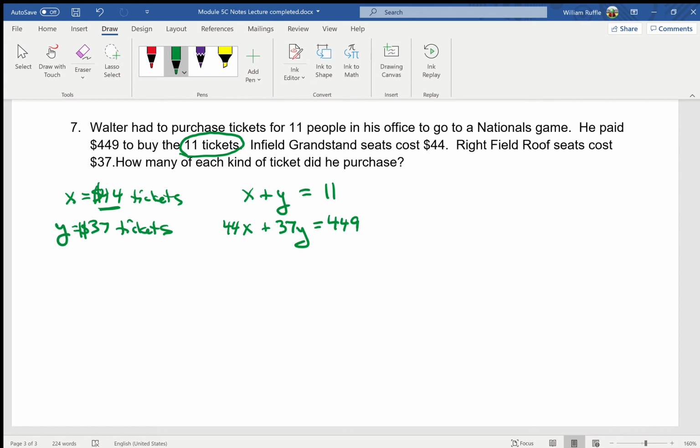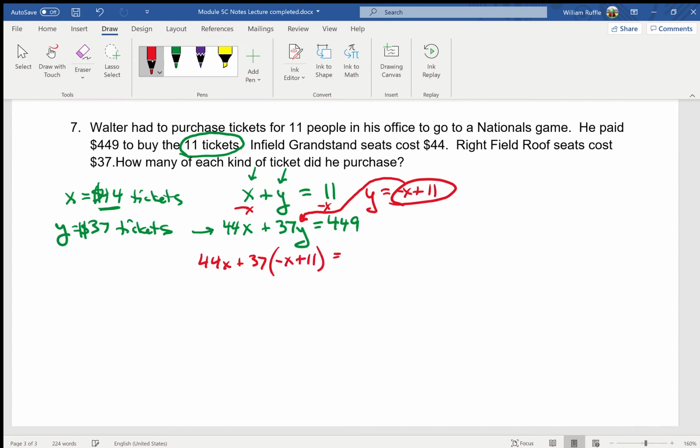I am going to do substitution first, because I did substitution before first. Now what's nice is I could solve for either X or Y in this. Now I would never solve for a 1 in this one. Since we're so used to solving for Y, I'm going to solve for Y. So if I do that, I'm going to do this minus X. So Y equals negative X plus 11. What I'm going to do is substitute this in for Y there. So I have 44X plus 37 times negative X plus 11 equals 449.